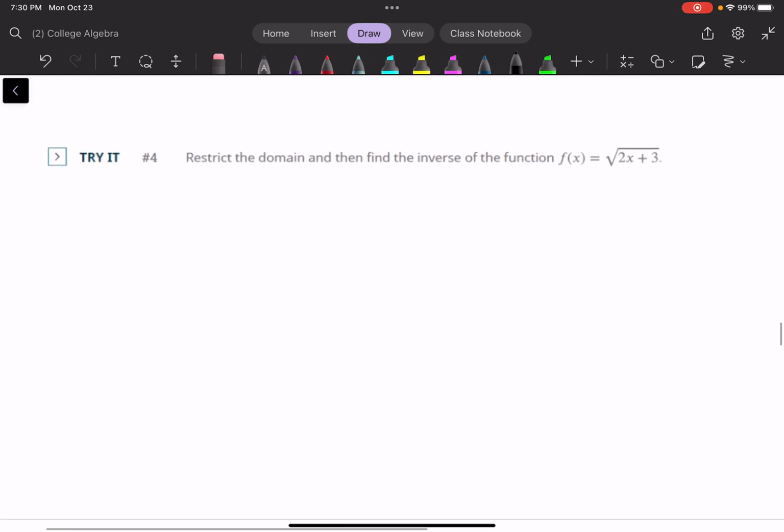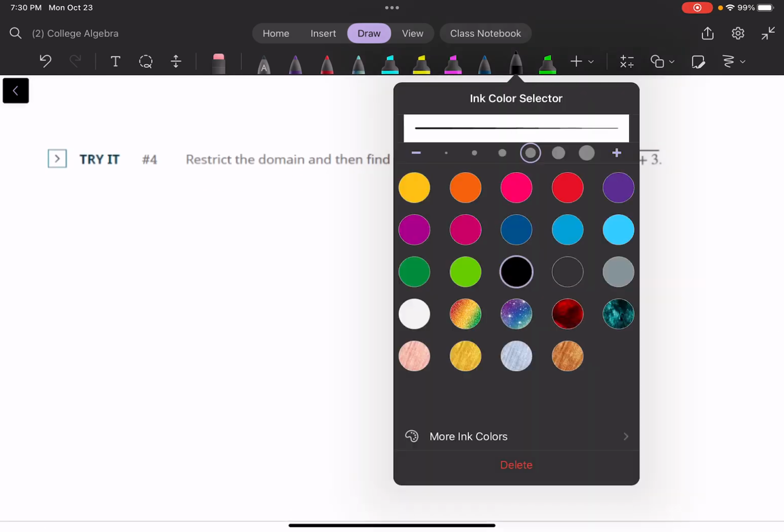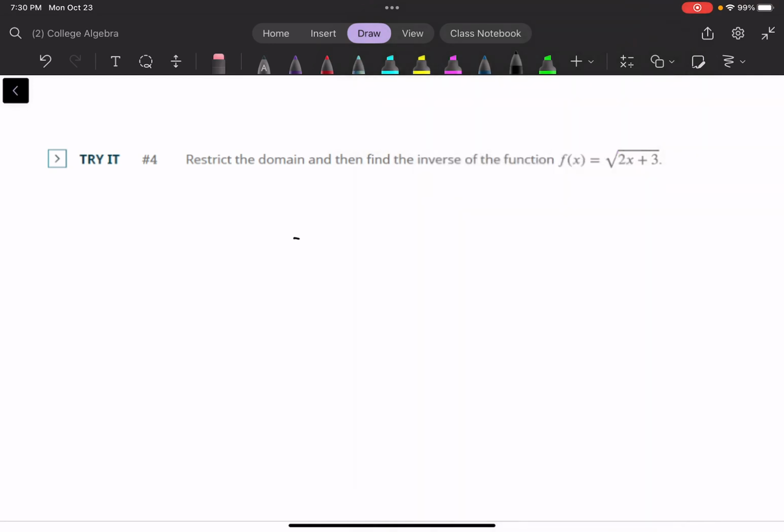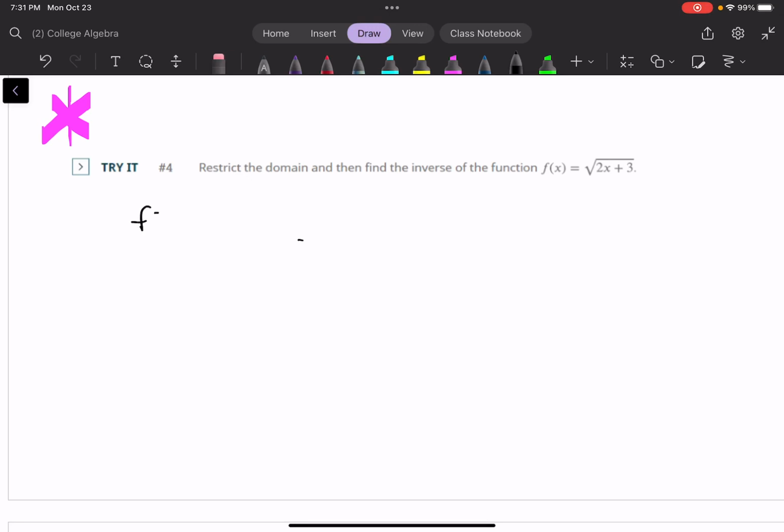And so if you want to go ahead and give number 4 a try, find the inverse of this function, then come on back and check your answer. You should have found here that the inverse is x squared minus 3 divided by 2, where x is greater than or equal to 0.